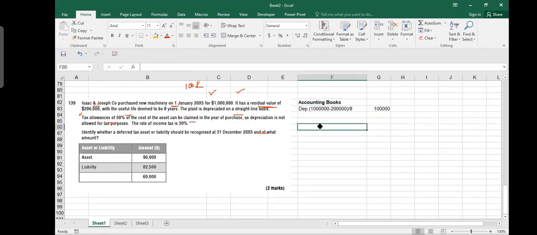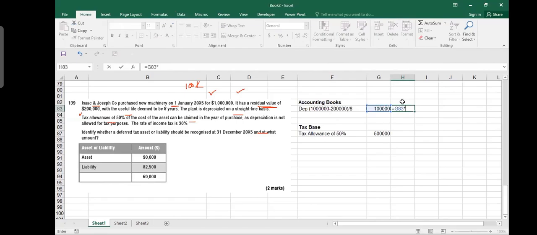If I see my tax books, the tax base, in tax I would be charging a depreciation allowance, or you call it tax allowance. They are giving you a tax allowance of 50%, and that 50% tax allowance is 500,000. So here you get a benefit of 30%. Because your tax is 30%, 100,000 into 0.3, and here you are getting a benefit of 500,000 into 0.3. And the difference of these two, just like we did before, 150 minus 30, is 120,000.